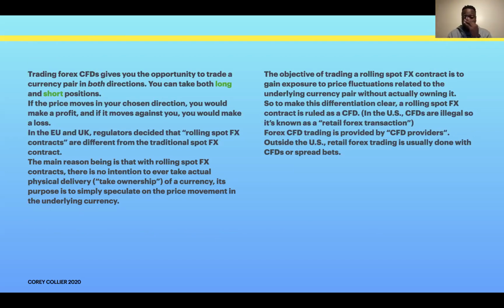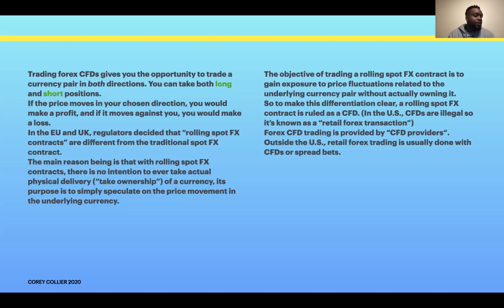So what that means is, let's say we entered a sell on Euro USD and we stack those trades, right? We stack 5 trades on Euro USD. We can't close that first trade until we close those other 4. It kind of sucks. If the price moves in your chosen direction, you would make a profit. If it moves against you, you would make a loss.